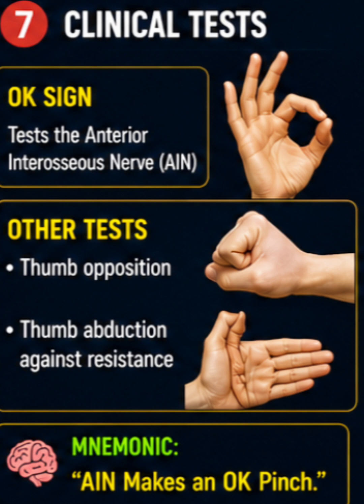Finally, the OK sign tests the anterior interosseous nerve, a motor branch of the median nerve. If the patient cannot make a proper tip-to-tip OK sign, think of an AIN lesion. That's the median nerve in just a few minutes.